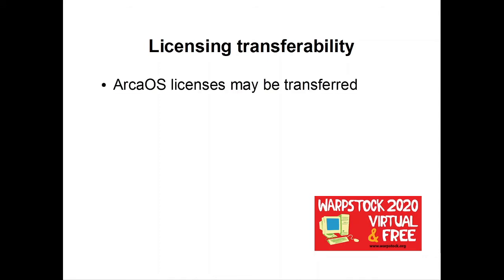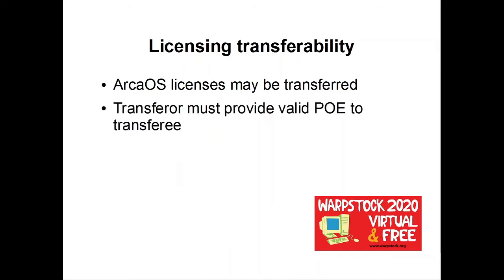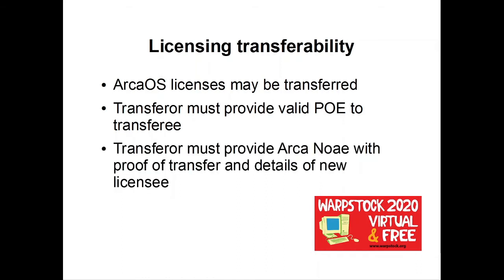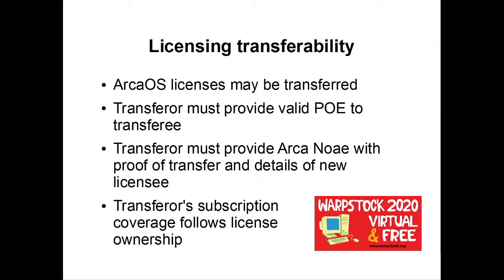We don't get this question often, but it came up just the other day, so I thought I'd add it here. ArcaOS licenses are transferable. This is covered in paragraph 9 of the ArcaOS EULA. Essentially, the transferor must provide proof of entitlement to the transferee. The transferor must then notify ArcaNoae of the license being transferred along with contact details of the transferee. Any active support and maintenance subscription will transfer with the ArcaOS license to the transferee. The transferor will no longer be licensed to use the product or access downloads or support for that license, though he or she may have active subscriptions for other licenses which will remain unaffected.